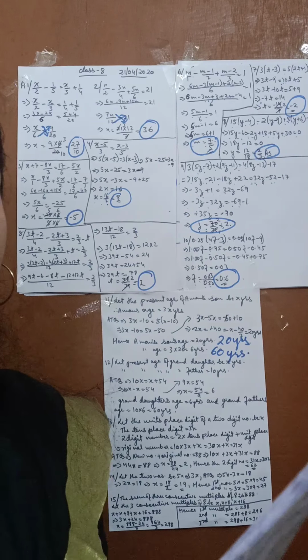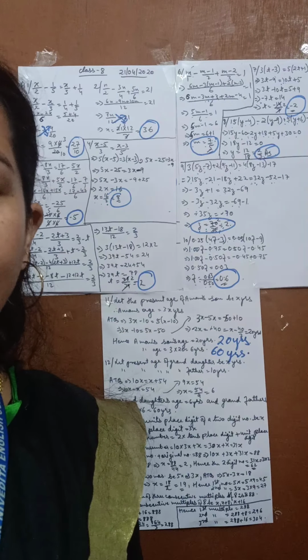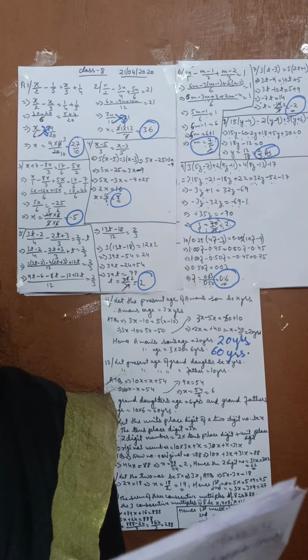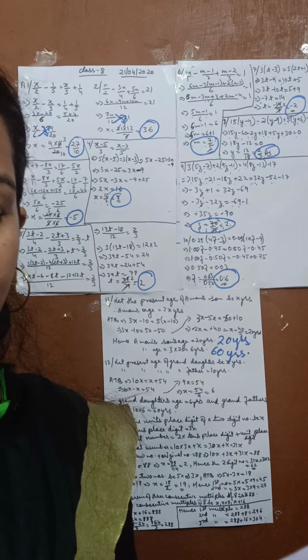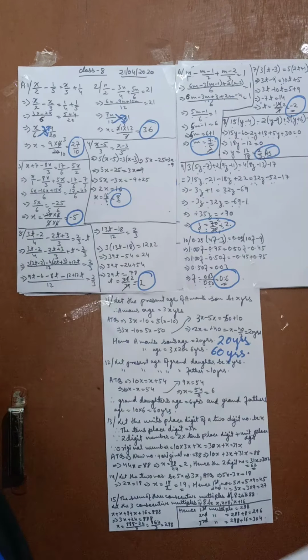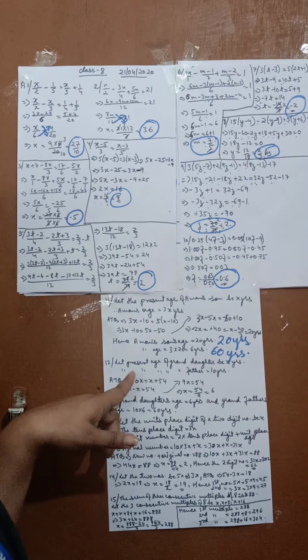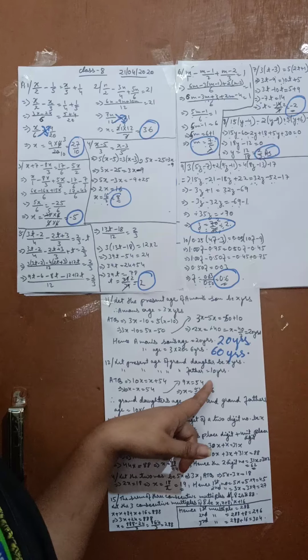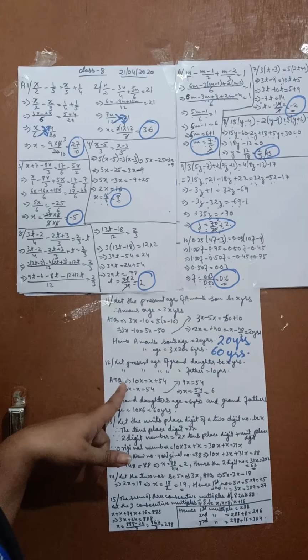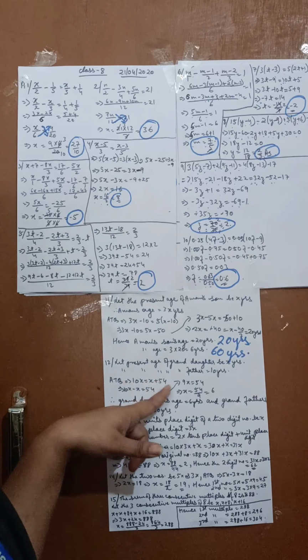A grandfather is 10 times older than his granddaughter. He is also 54 years older than her. Find their present ages. So let the present age of the granddaughter be x years. Let the present age of the grandfather be 10x years. So according to the question, 10x is equal to x plus 54.